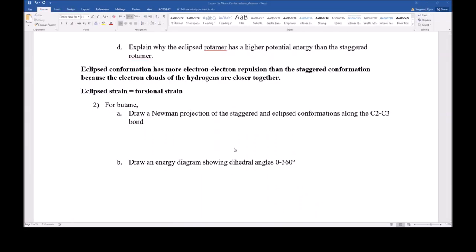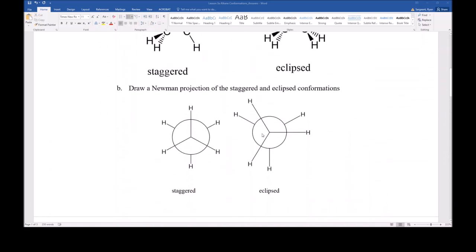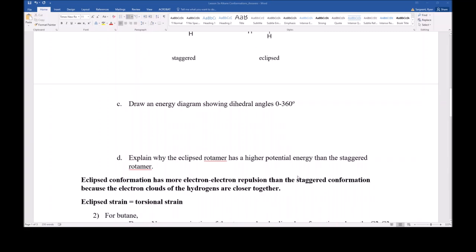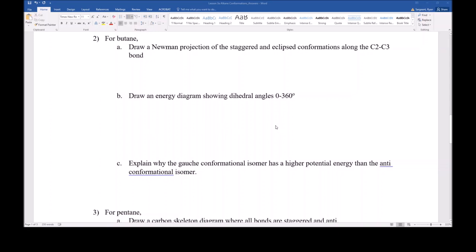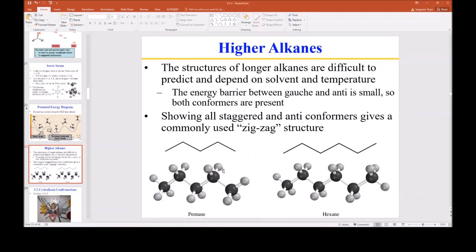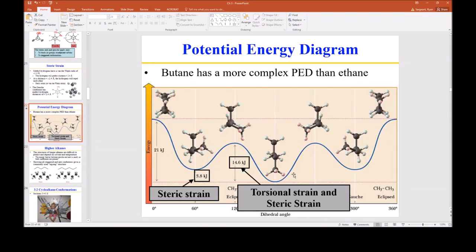All right, now for butane, you need to draw a Newman projection for the staggered and eclipsed conformations down the C2-C3 bond. Those diagrams should look very similar to these Newman projections you drew for ethane, only you're going to need to put some methyl groups here and here, or here and here. I'll let you draw those. And then we draw an energy diagram showing the dihedral angles from 0 to 360 for butane, and I'll let you copy this diagram over here onto the lesson plan.